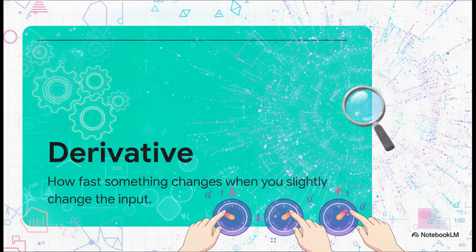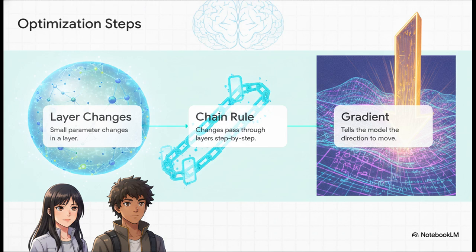And because an AI might have millions or even billions of parameters, we use what are called partial derivatives, which do this exact same thing, but for many different inputs, all at once. So, how does this actually translate into an optimization process? Well, step 1, we have those tiny parameter changes happening in just a single layer of our AI. But AI models are deep, right? They have lots of layers.